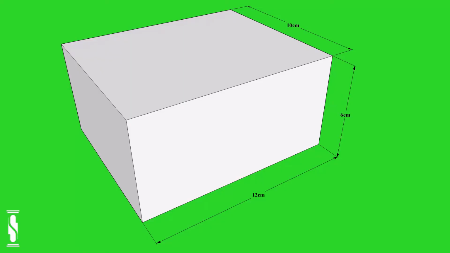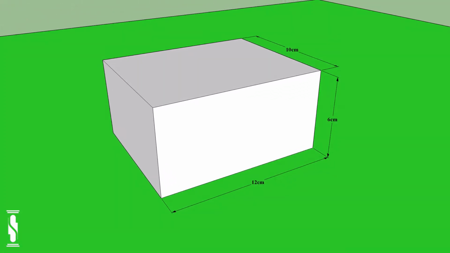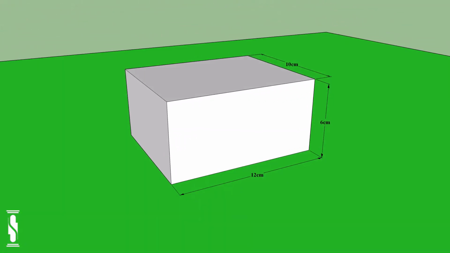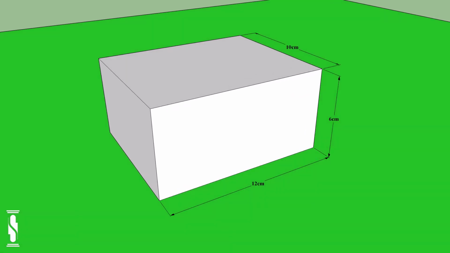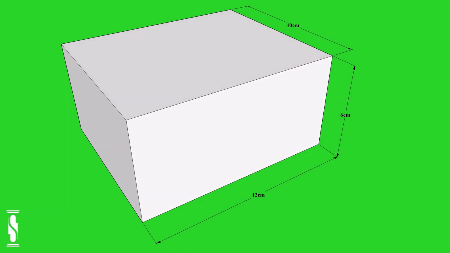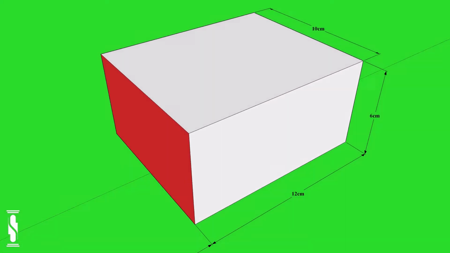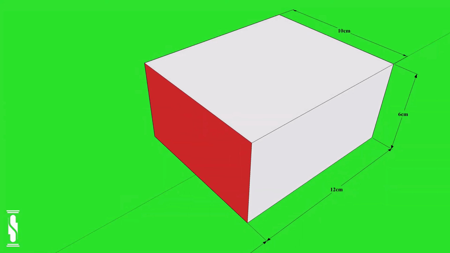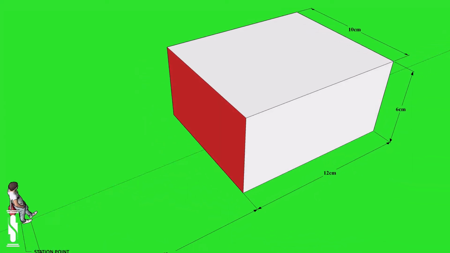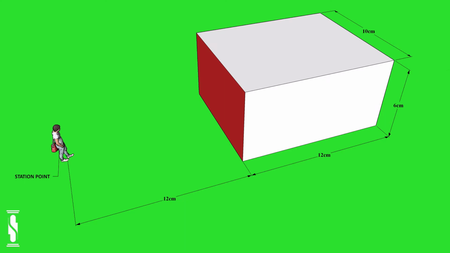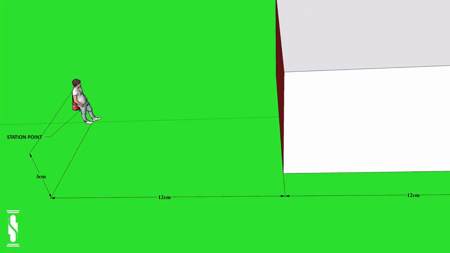So let's start drawing one-point perspective with a simple cuboid of size 10 cm by 12 cm by 6 cm. Condition 1: the cuboid is resting on its base of 10 cm by 12 cm. The observer is standing in front of the 10 cm by 6 cm face at a distance of 12 cm on the central axis, with eye level 3 cm.